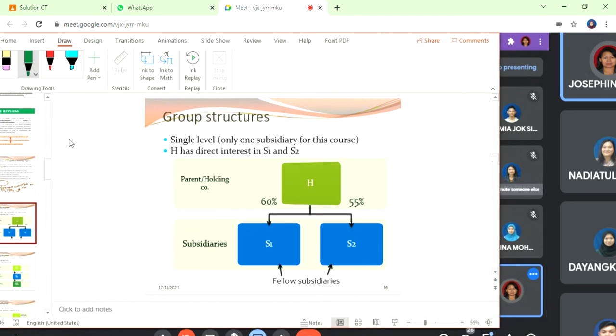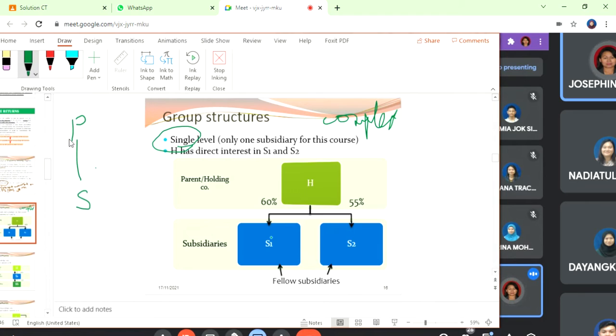We have the single level. Okay, the single level is when you have only a holding and a subsidiary. This is called a single level, with only one subsidiary. Then you have the more complex structure. Complex structure is when you have more than one subsidiary. This is called the parallel subsidiaries. So this one will be not single, this is more complex.